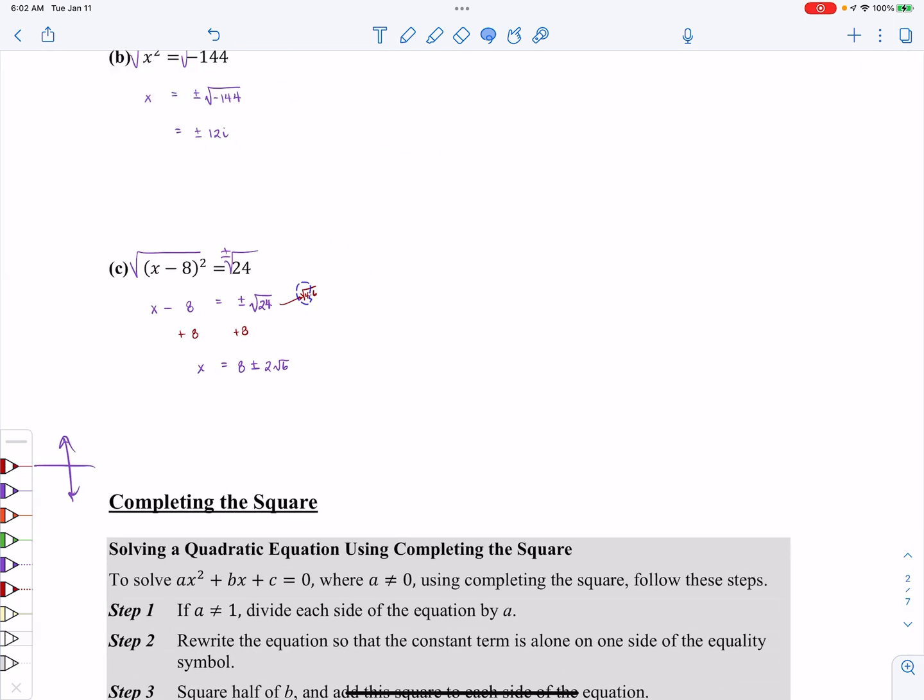All right, so that's going to be the end of this first short video. Stay tuned for a video on completing the square next.